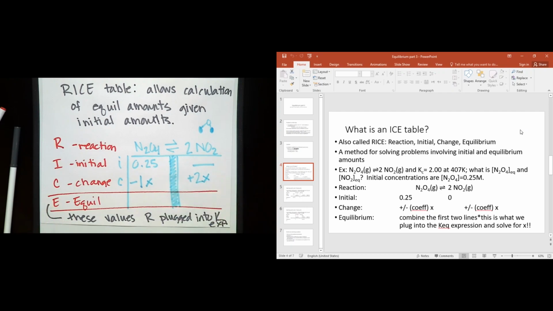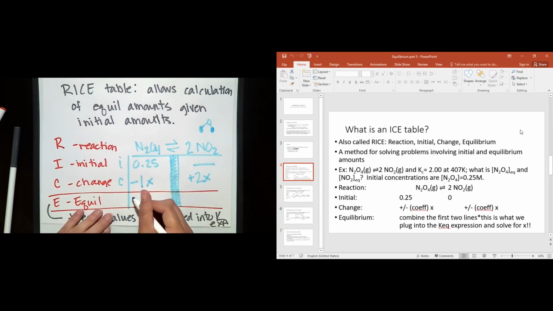That's, I think, one of the toughest steps. The last step I think is pretty easy. That's the change. Equilibrium is just the initial and change lines combined. So it's just 0.25 minus X, and then on my product side, it is 2X.